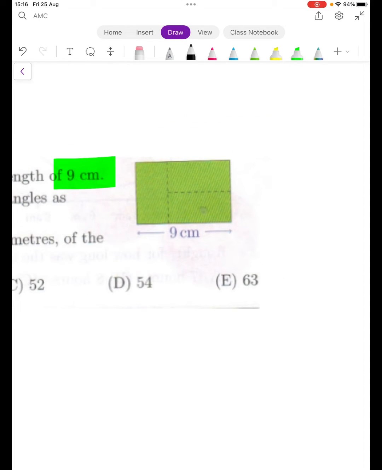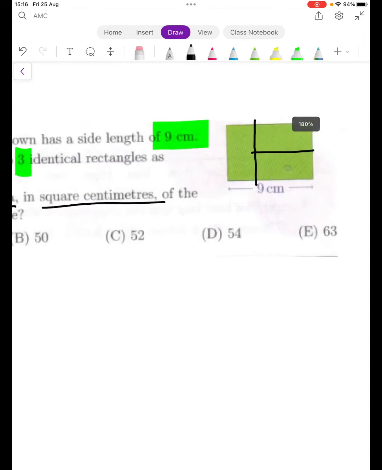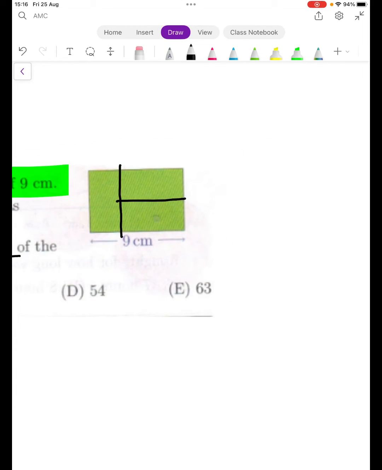If you look closely, this bigger rectangle is divided into 3 rectangles, and they're identical. They're all the same with the same measurements. What is the area in square centimeters of the original rectangle? So they are asking the area of the bigger rectangle. Now to work that out, we need to find out what these measurements are. So we can see that this length was 9 centimeter.